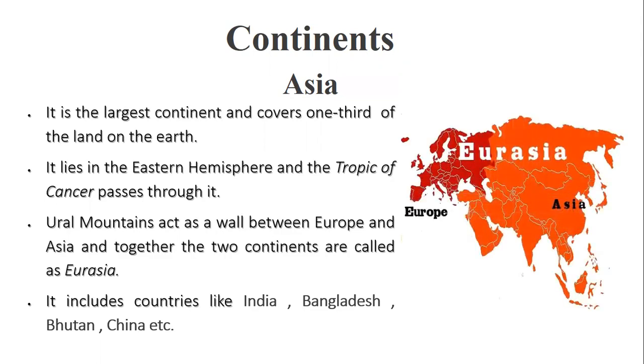This is the map of Eurasia. The red part of the map is Europe and the orange part of the map is Asia.